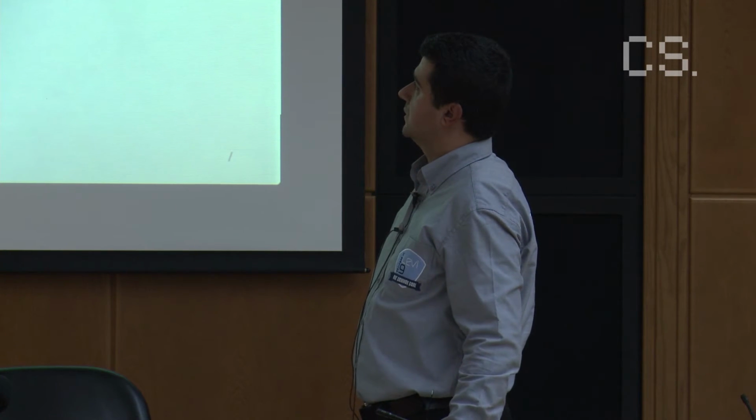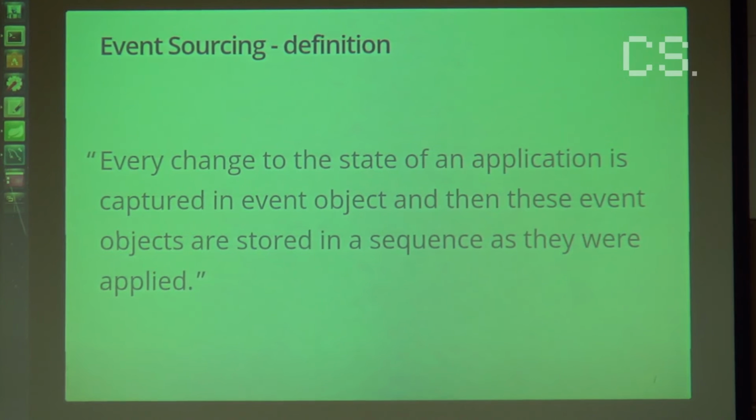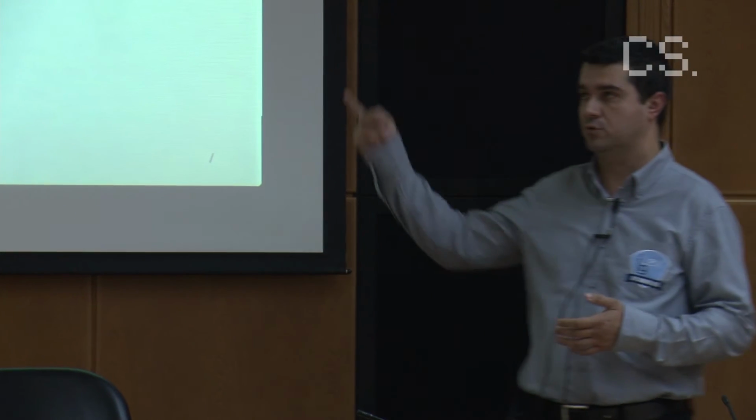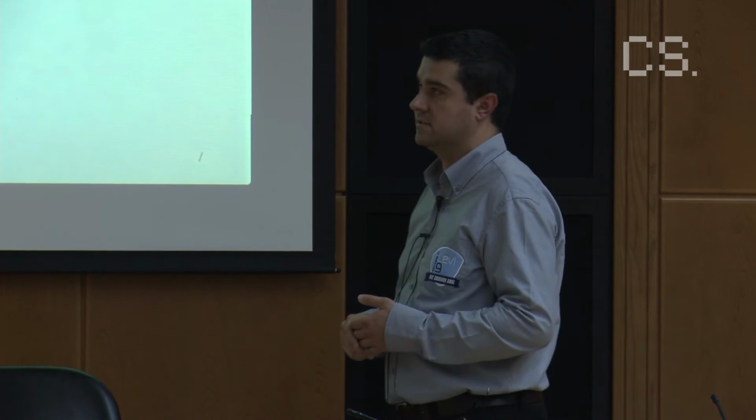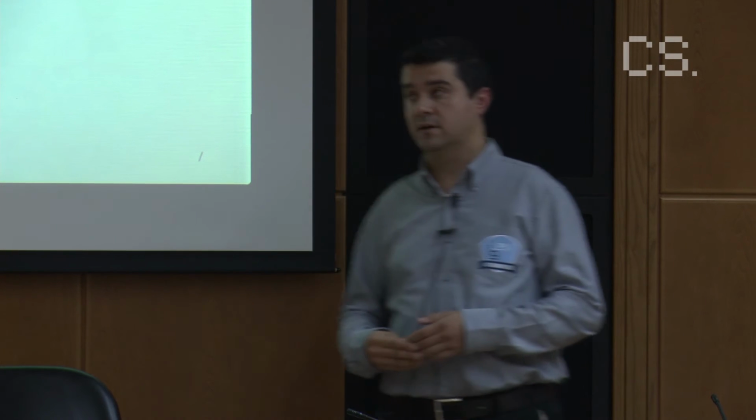Okay, and that's it for event sourcing. So by definition, every change to the state of the application is captured in an event object. I just showed you the events there. These event objects are stored in the sequence as they were applied, so I can easily restore the state of my system.